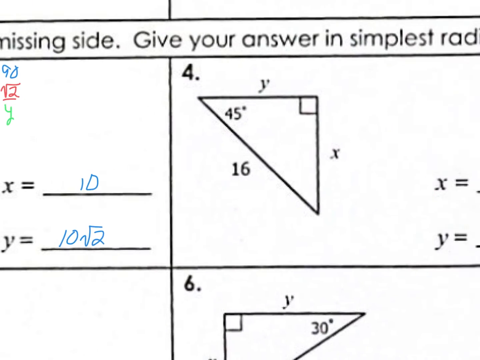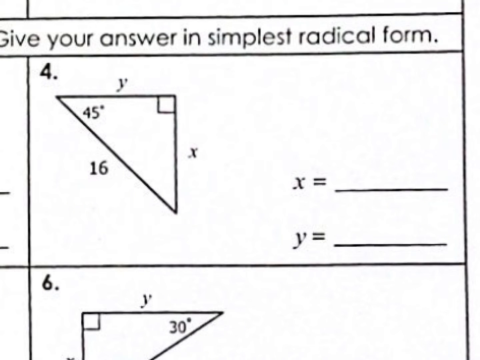All right, so let's look at number 4. Number 4 is another 45, 45, 90 triangle. So I'm going to put the 45 here, and remember these legs are equal, so that means x and y are the same. So once you find x, you're going to know what y is. So let's go ahead and set up our ratios. So I know I have a 45, 45, 90 triangle. And so I'm going to set up my ratio 1, 1, rad 2. That's my pattern, always.